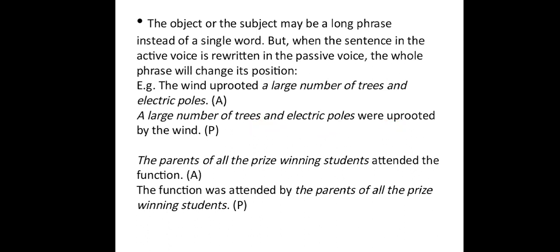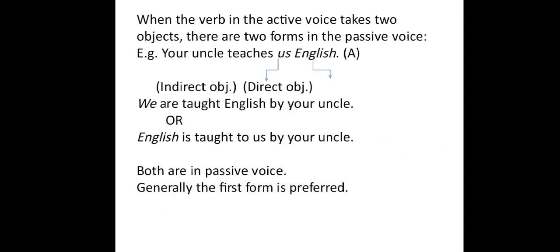When the verb in the active voice takes two objects, there are two forms in the passive voice. Let's look at the example. Your uncle teaches us English. Here, us is an indirect object and English is a direct object.